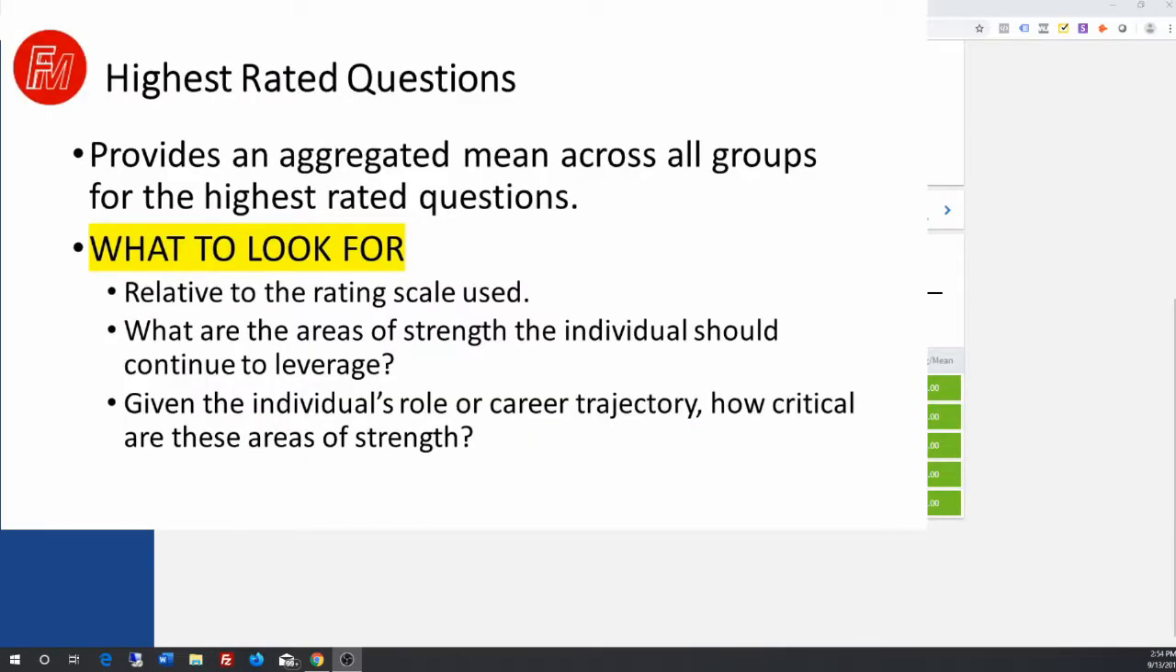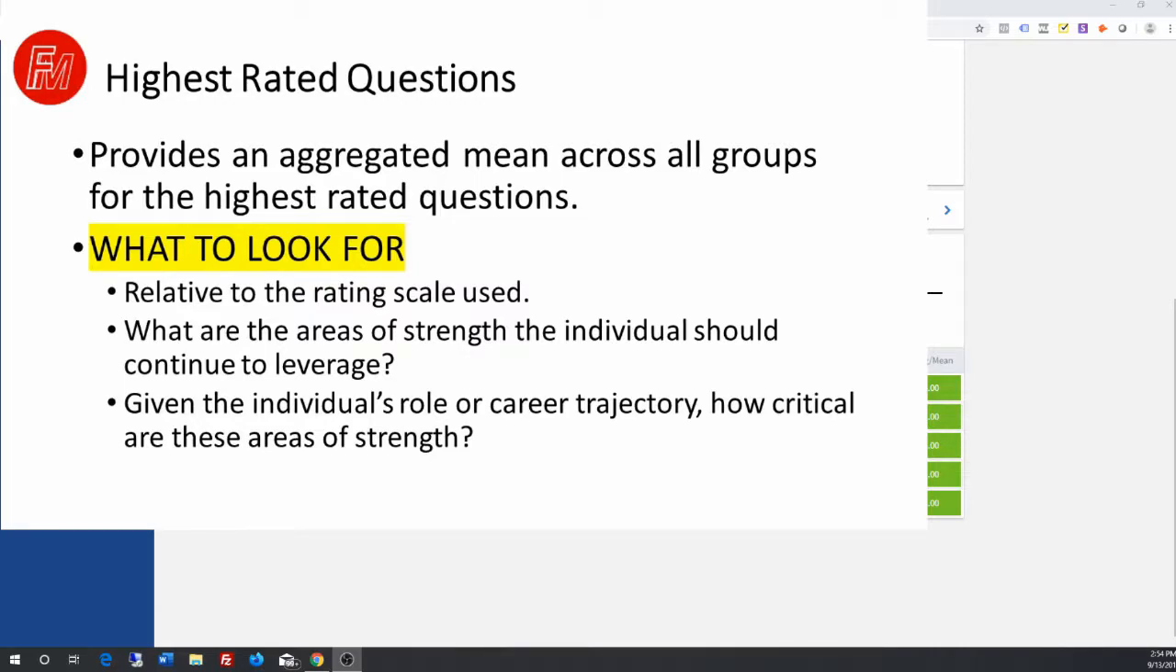So the next section we'll talk about is the highest rated question section. And this section provides an aggregated mean across all the groups for the highest rated questions. So what do you want to look for here? Well, first you want to be aware the highest rated questions are going to be relative to the rating scale used. FastMirror is just telling you here are the highest rated questions.